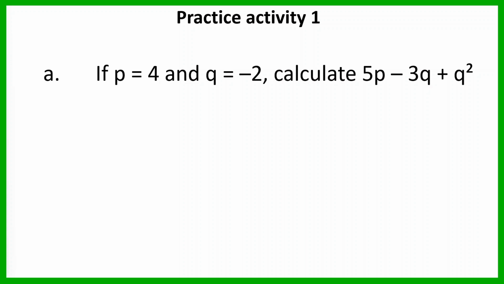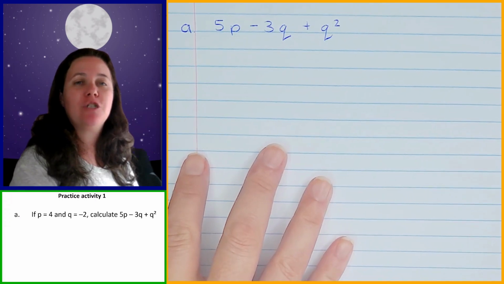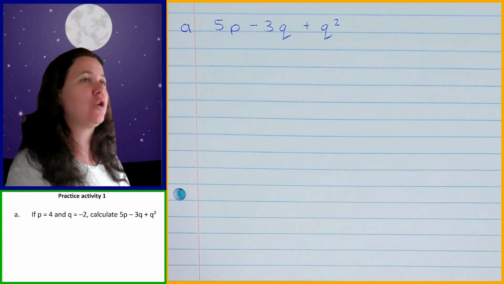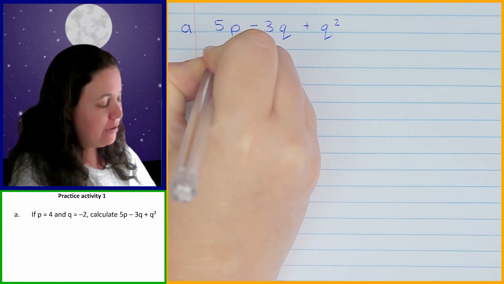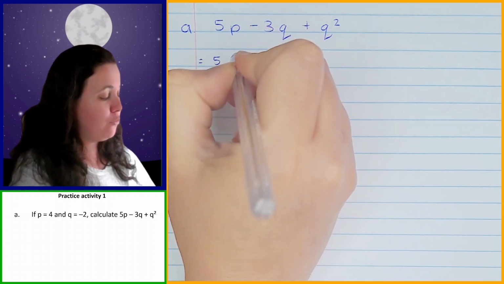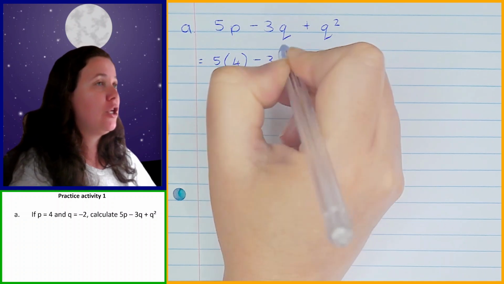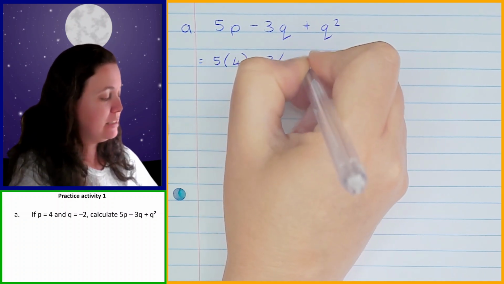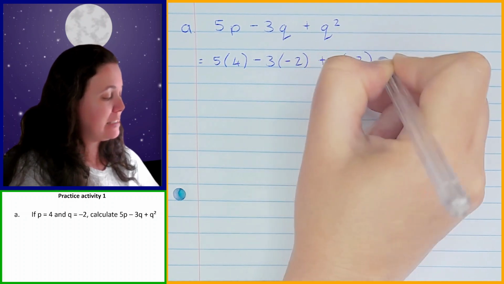Okay, so let's go through that question and see what you should have got. So first of all, we take our expression, we need to go and substitute in the values that we have been given. So we've been told that P is 4 and Q is -2. So over here, I've got 5 multiplied by P, which is 4. So I'm going to put 4 in brackets over there, minus 3, and then my Q is -2, and that also goes in brackets, plus, and then I've got Q again, and so it's negative 2 in brackets, and that is being squared.